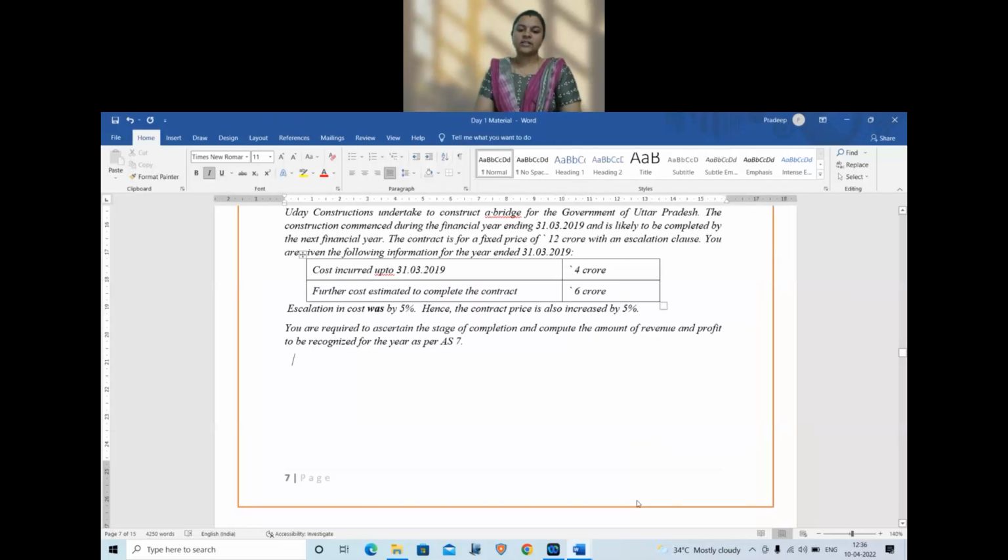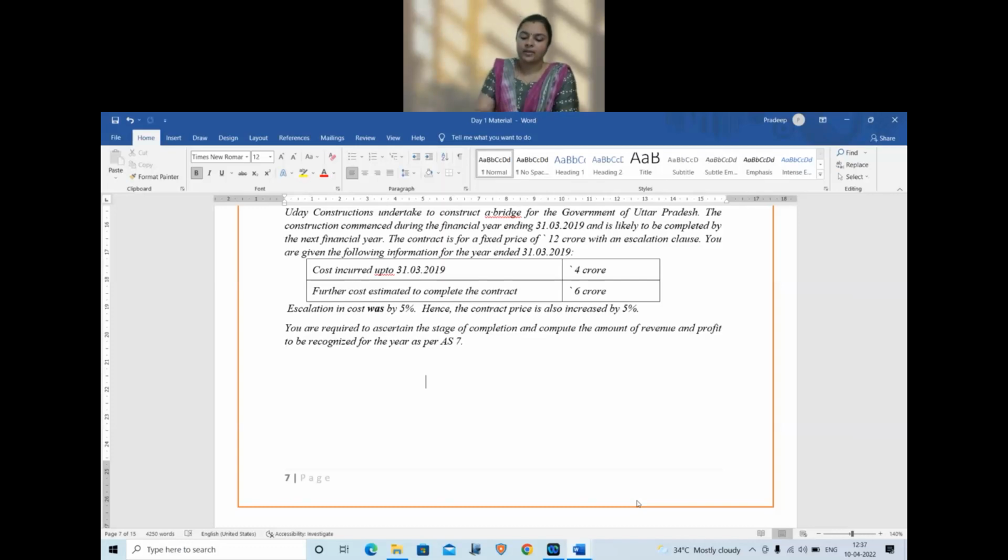So this summarizes AS7 Construction Contracts. Points to remember: always check whether contract revenue is exceeding contract cost. If contract cost is exceeding, expected loss will come. Then if percentage completion is not given, apply the formula actual cost divided by total cost. Third, if escalation clause is given, check whether escalation is included or not. If it's not included, include the escalation while calculating. So 3 major points. This will help you through AS7.